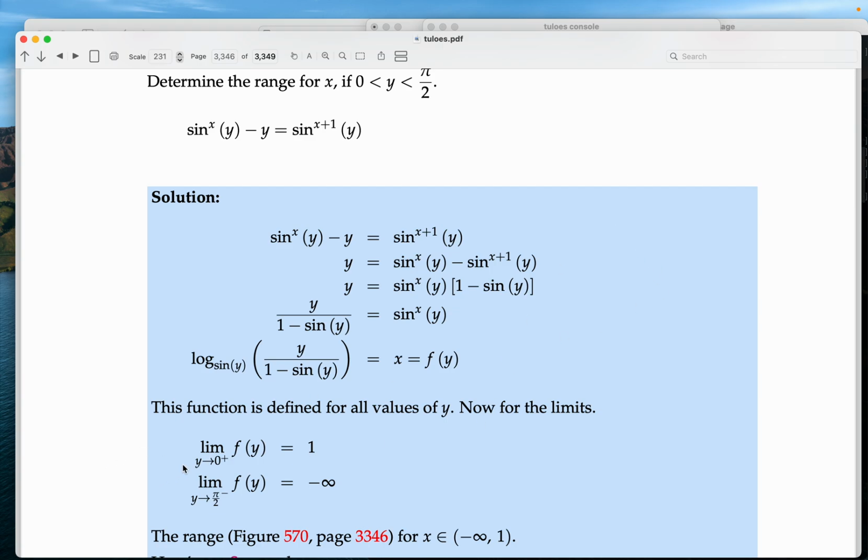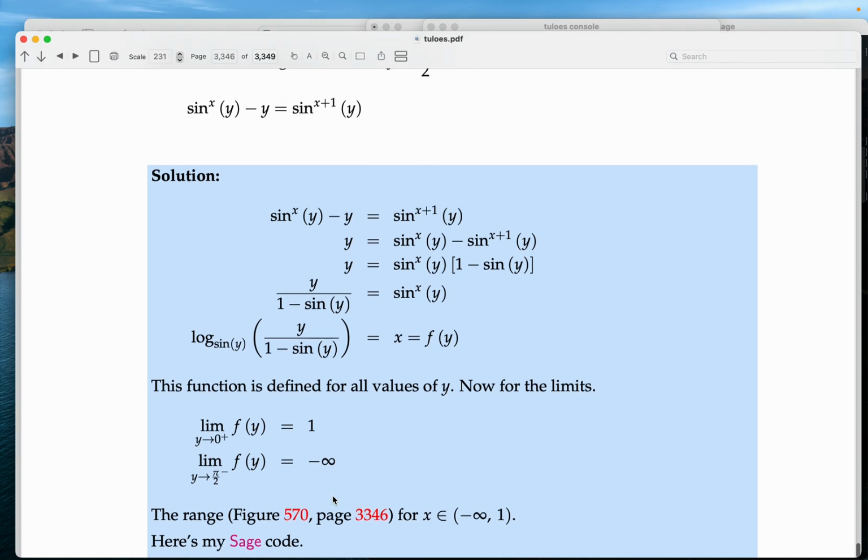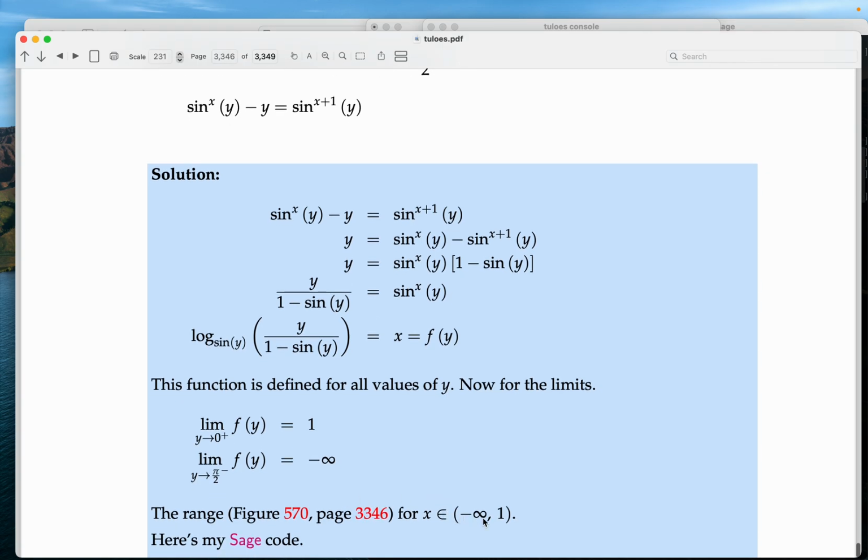And then the next thing I do is this is defined for all the values of y. And then what happens when we go towards 0 from the right side, and what happens when we go to pi over 2 from the left side. Doing those limits, we found 1, and we found minus infinity. So the range of the x's would go between minus infinity and 1.